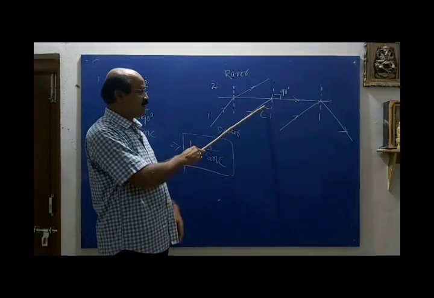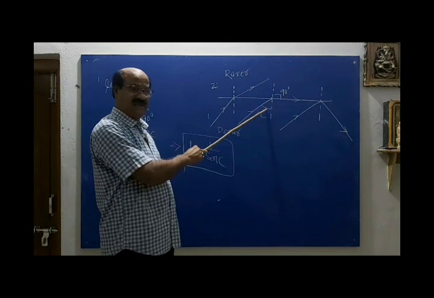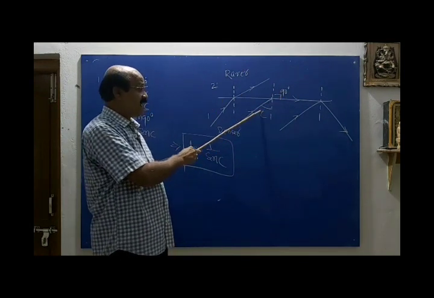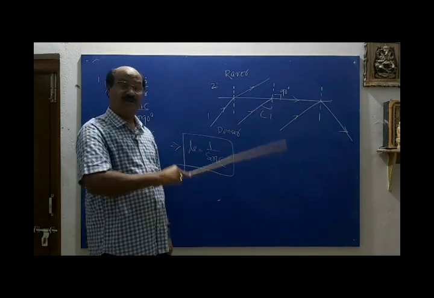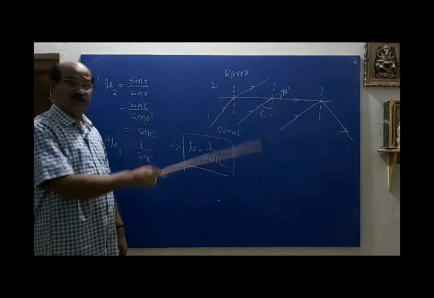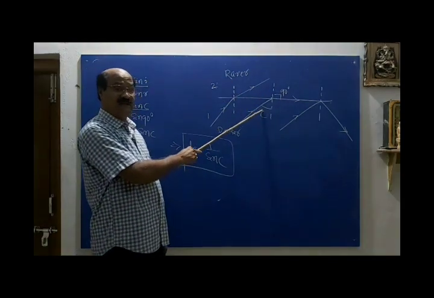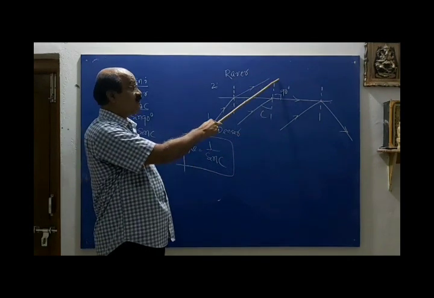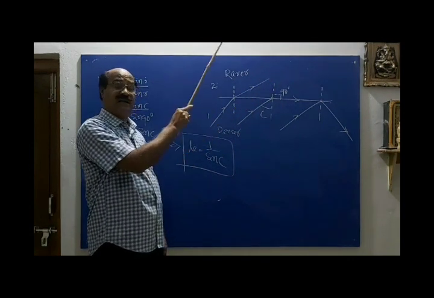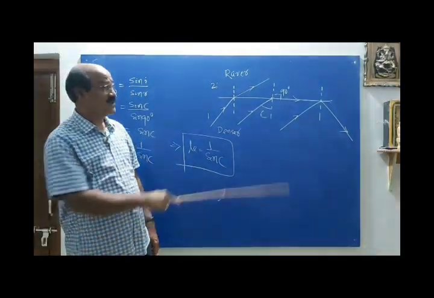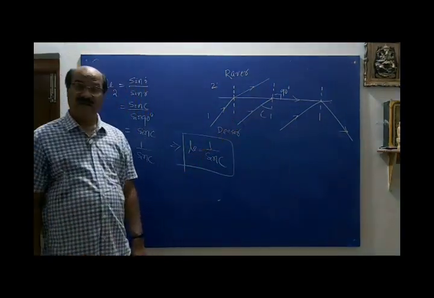For a particular angle of incidence, if the angle of refraction is 90 degrees, then that angle of incidence in the denser medium is called the critical angle, and it is given by the symbol C. The angle of incidence in the denser medium for which the angle of refraction in the rarer medium is 90 degrees, that angle is called the critical angle. So here the critical angle is symbolized by C.